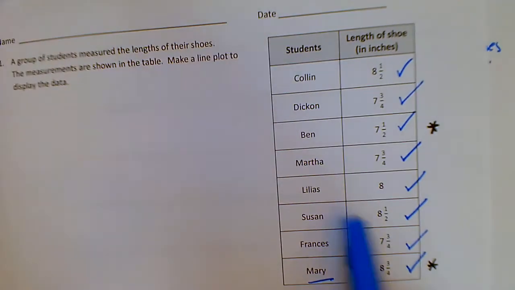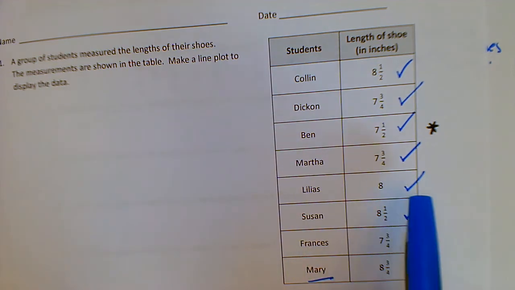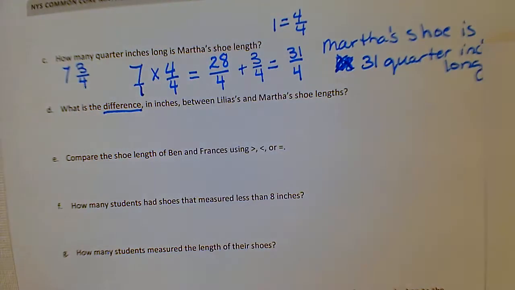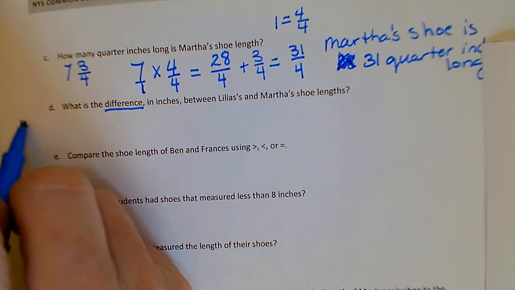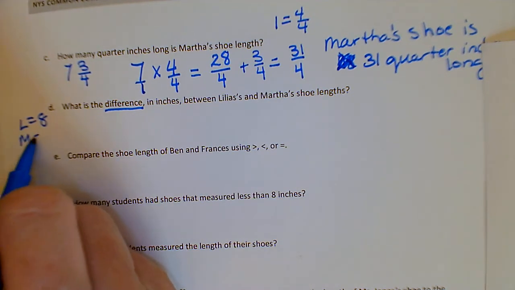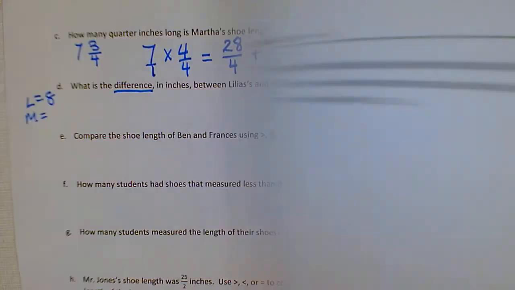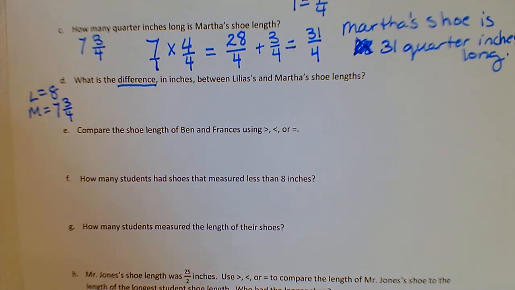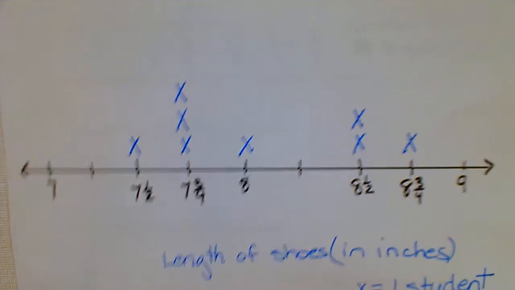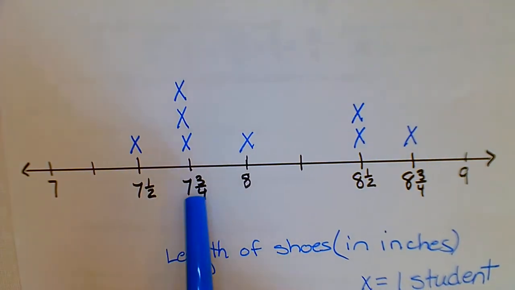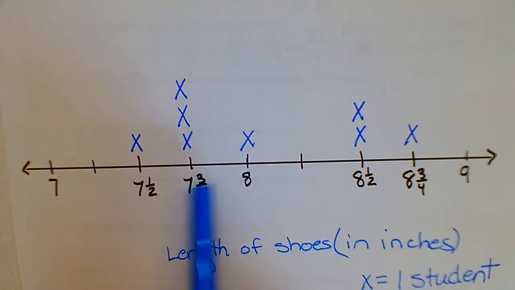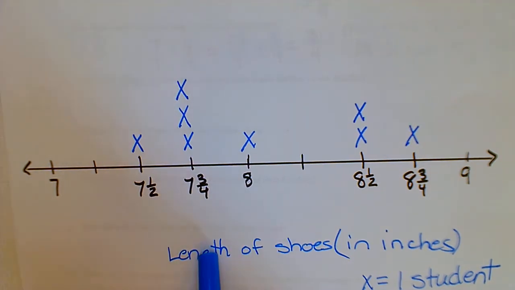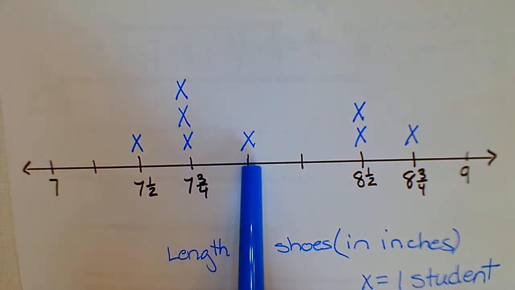So hers, Lila's, is 8. And I'm just going to jot that down because I like to keep my stuff nice and organized. And then let's go figure out what Martha is. Martha is 7 3/4. So one thing I can do is go back to my graph and see what is the difference in the length from 7 3/4 to 8. And you can see it's a 1/4 inch.